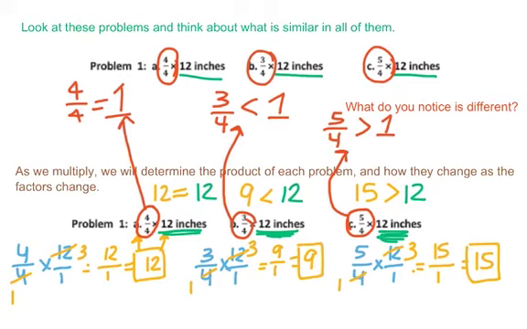So as we change these factors and the value, they can either be 1, they can be less than 1, they can be greater than 1. That changes the relationship of the product to the constant factor, which is the green factor. Okay.